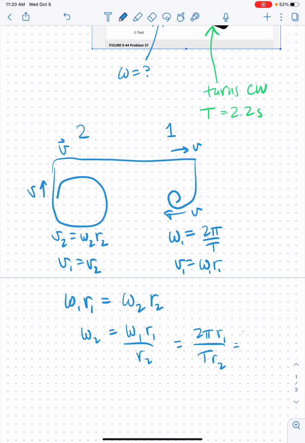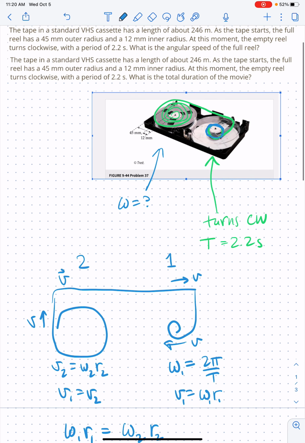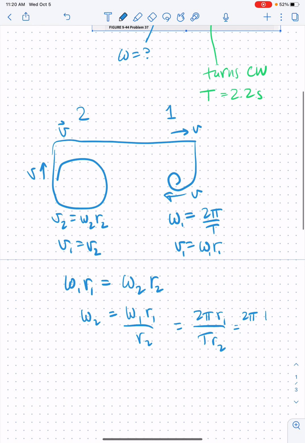And so if we plug in numbers here, we get 2 pi times r1, which if we scroll back up, was 12 millimeters, T, which is 2.2 seconds, and our r2, which was 45 millimeters. Notice I don't really need to bother changing the units of millimeters here because they're both going to cancel out, all right? So I've just got 2 pi times 12 over 2.2 times 45, which is 0.75 radians per second.